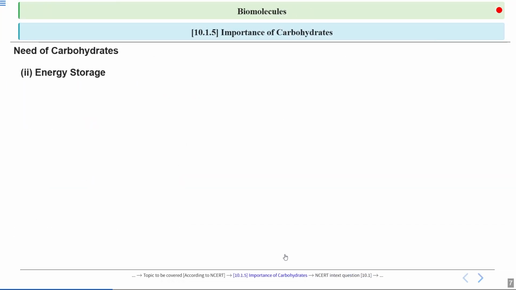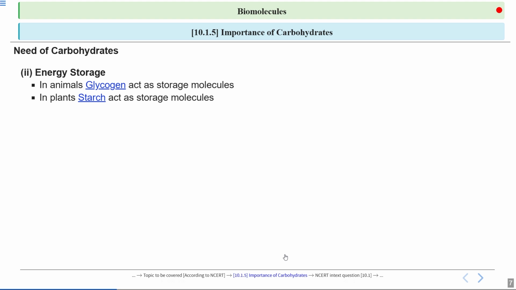Now second, if we talk about energy storage, then whatever we eat daily, the largest portion consists of carbohydrates. Okay, so now we will talk about the energy storage. So in animals, glycogen is the main storage here. It's like a reserve tank for energy. And if we talk about plants, then in plants, starch acts as the storage molecule. Okay, so you need to remember, in animals, glycogen acts as the storage molecule, and in plants, starch acts as the storage molecule.